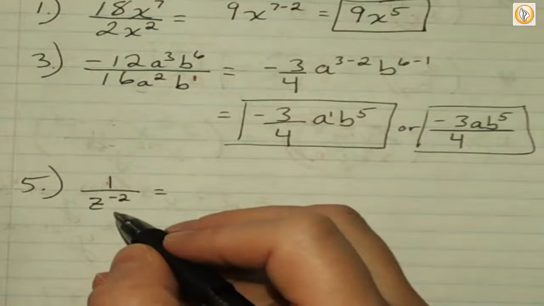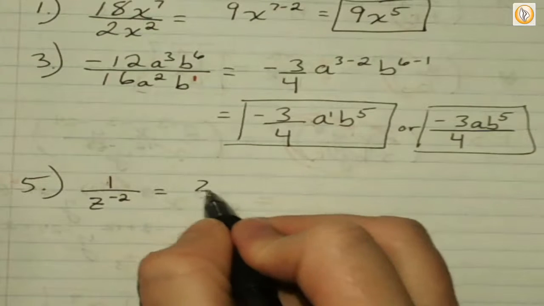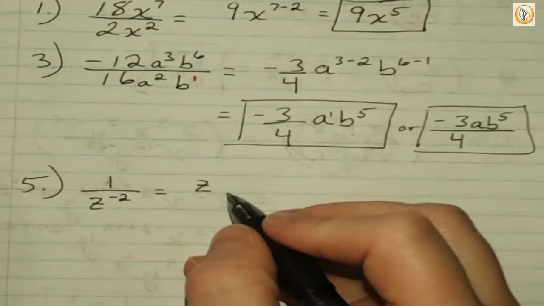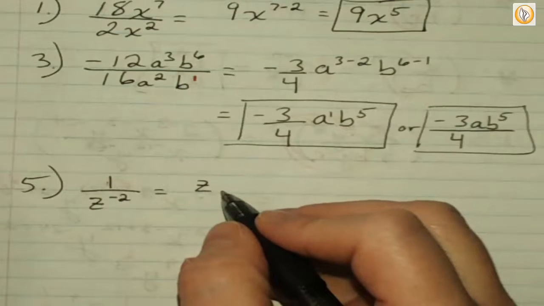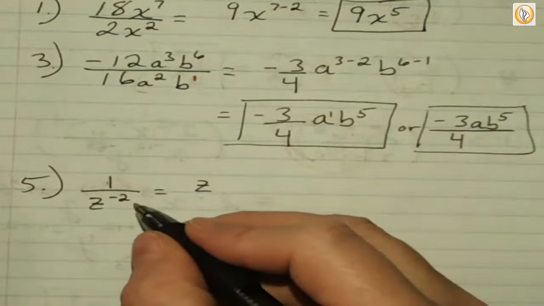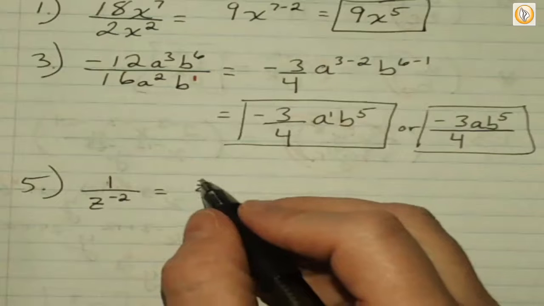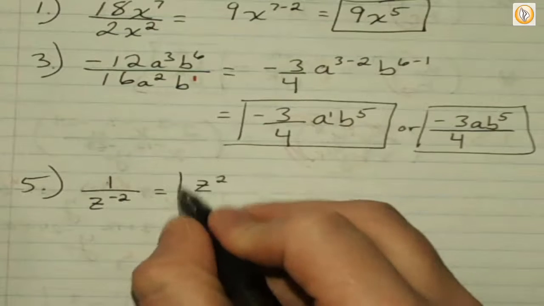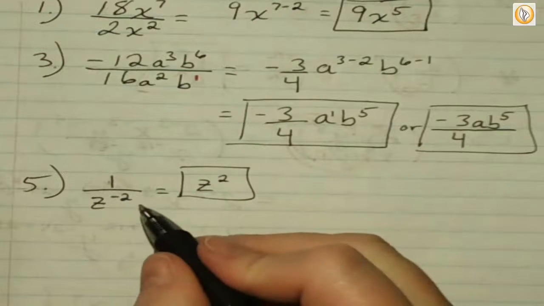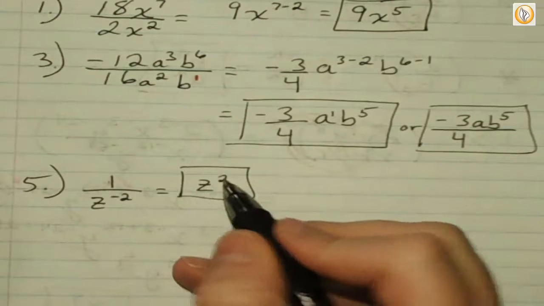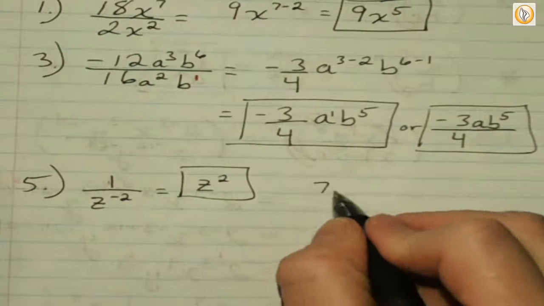Go ahead and bring the z to the top. Wait, what happens to the exponent? Do you bring it to the top too, but as a positive? Very good. You don't have to put the 1 because that's the same thing. So if it's negative, bring it to the top and it becomes positive. Good job. Any questions on that?